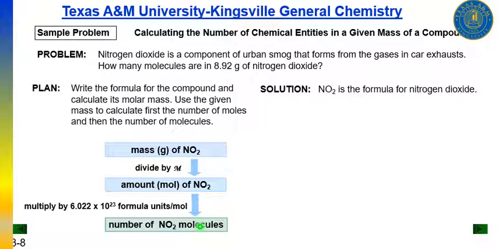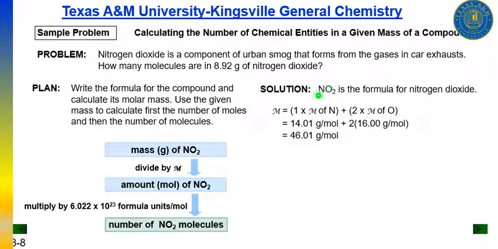molecules. Our solution, step 1: write down the formula NO2 accurately for nitrogen dioxide. Step 2: calculate the molar mass of nitrogen dioxide. So 1 times the atomic mass of nitrogen plus 2 times the atomic mass of oxygen. You find the atomic mass for nitrogen and oxygen from your periodic table. Nitrogen is element number 7, oxygen number 8. Find the atomic mass. The molar mass of nitrogen dioxide is 46.01 grams per mole.